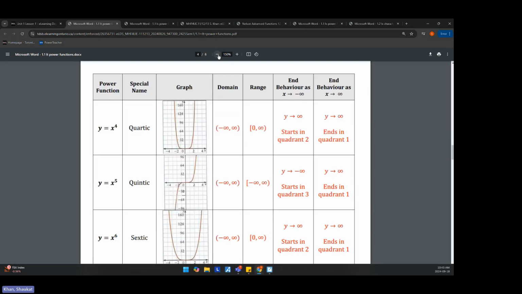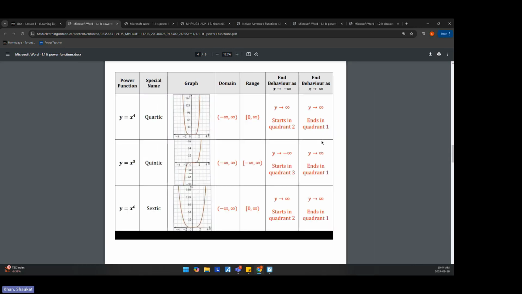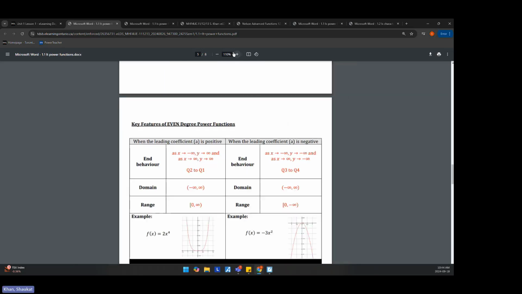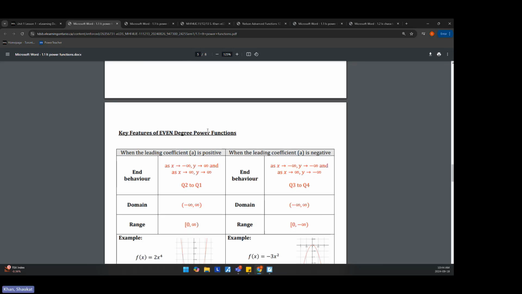So I'm not going to go over every single one of them in detail. These notes have been posted. These solutions have been posted for you, so you can definitely take a look at that. All right. What else? Key features of even degree power functions.